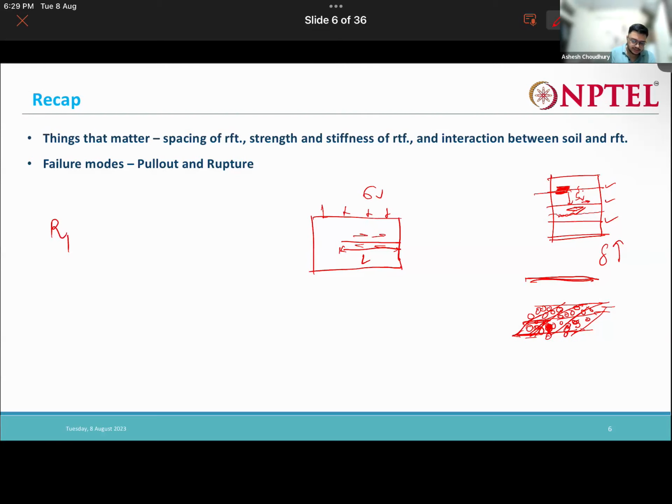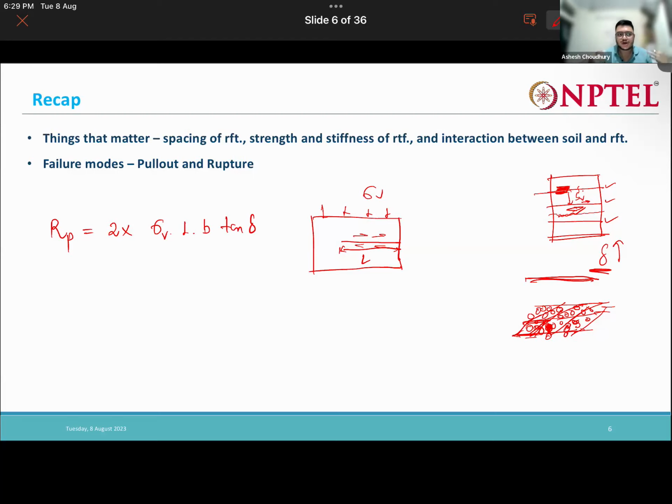So this shear resistance which develops is nothing but two times, because there are two faces, top face and bottom face, two times sigma v into length into width into tan delta. Delta is nothing but the interface friction angle. The interface friction angle is the friction angle between the soil and the reinforcement.